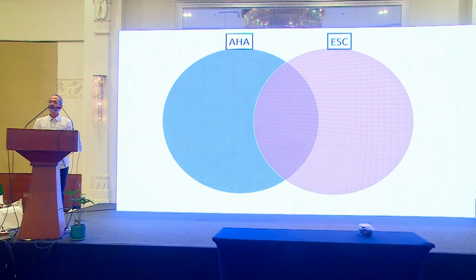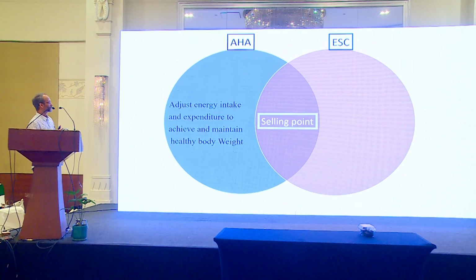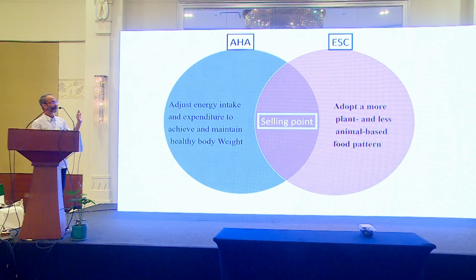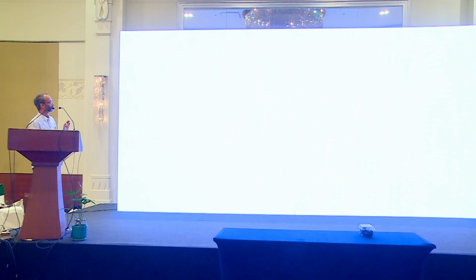When it comes to cardiology, we talk about two guidelines. One is the American Heart Association, the other is the European Society of Cardiology. Let's see what they say about the dietary aspects to convince ourselves. The selling point is this: the American Heart Association says adjust your energy intake and expenditure to achieve and maintain a healthy body weight, whereas the European Society guidelines straight away say adopt a more plant and less animal-based food pattern. This is in print.